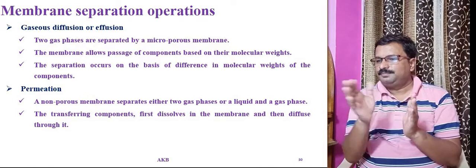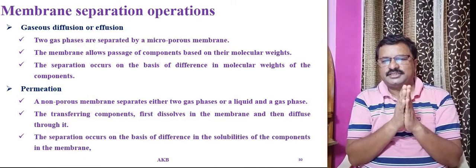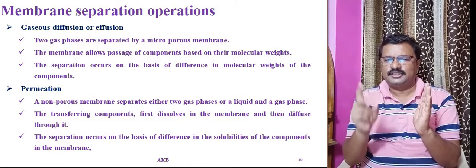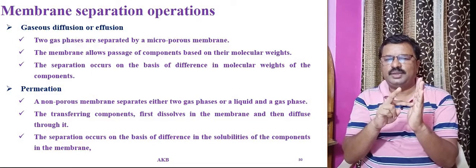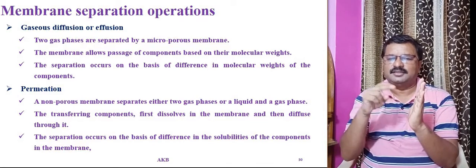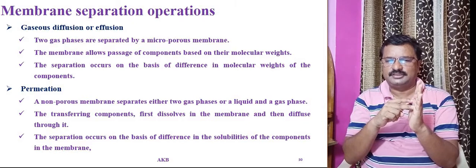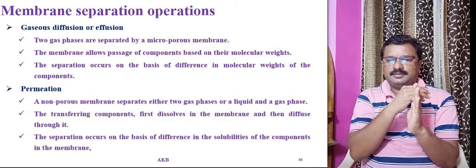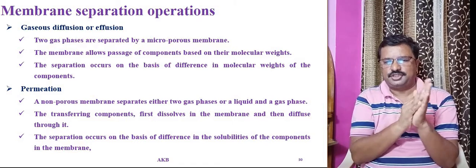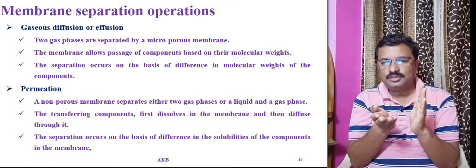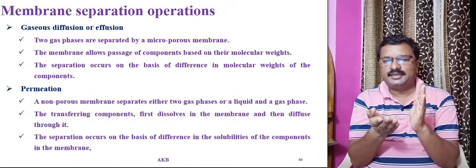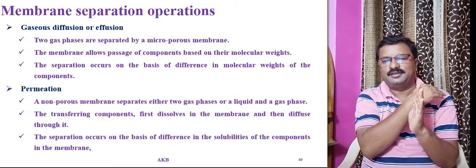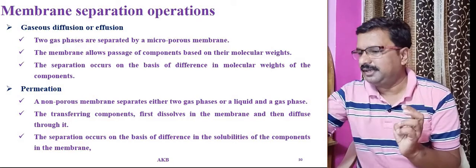Okay? Then what is the basis of separation in this case? The basis of separation is difference in solubilities of different components. For example, if you have two components, one component will dissolve to a different extent and the other component will dissolve to a different extent. And due to difference in solubilities of those two components, the separation can be achieved. The components which are more soluble, which can dissolve to a greater extent, will easily dissolve in the membrane and then will diffuse through the membrane under the action of concentration gradient.